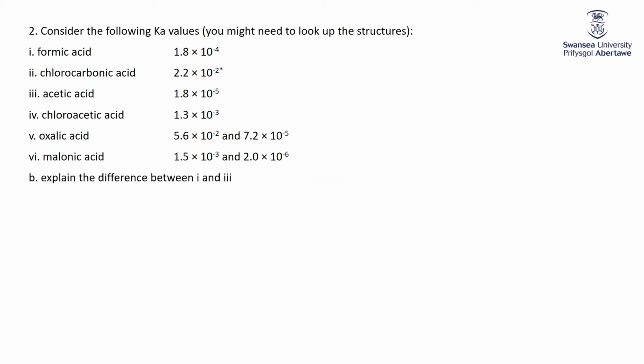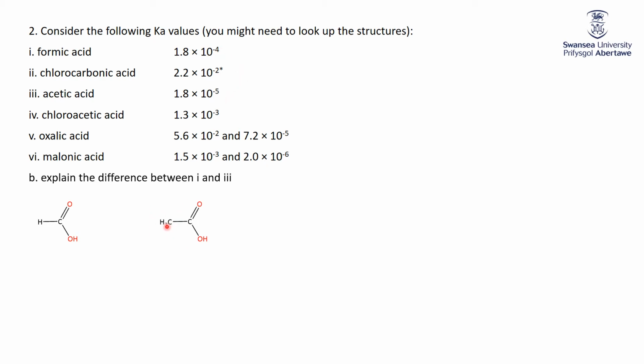Now let's think about 1 and 3. So what we're doing between 1 and 3, well, 1 is formic acid, so methanoic acid. 3 is acetic acid, otherwise ethanoic acid. The difference here is that we're replacing a hydrogen by a methyl group. When we do that, we make the acid weaker. You see, formic acid is 10 to the minus 4, acetic acid 10 to the minus 5.